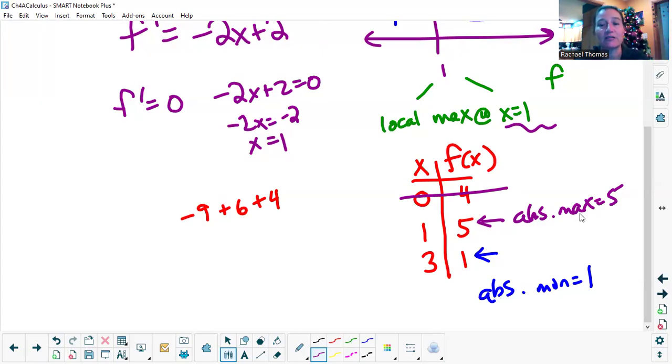I'm not going to consider it a relative min. If you say a relative min, your teacher will probably not take points off, but it's really not a relative min. And that's it. I'm done with this problem.